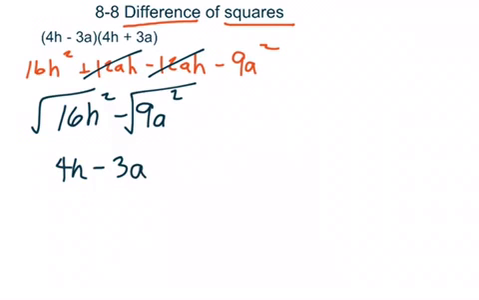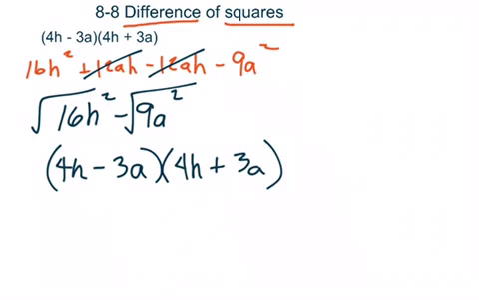Square root of a squared, which is a. Now this is the thing, we know that we're not going to have just one binomial, but we have two binomials. So the other binomial is going to be 4h plus 3a. We know it's plus because, as we saw up here, we did minus and plus. We cancel out those two middle terms, and we ended up with this. So what we end up with is 4h minus 3a times 4h plus 3a. These are our two binomials that we would end up with whenever we factor a difference of squares.